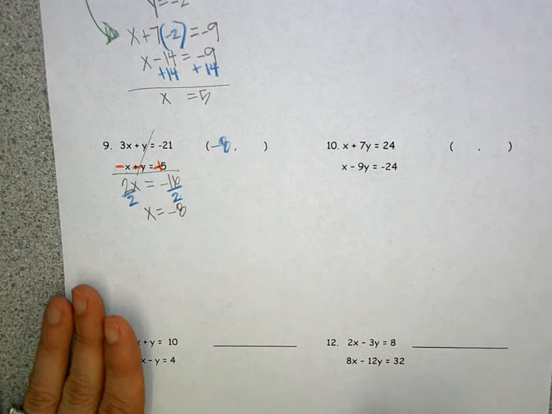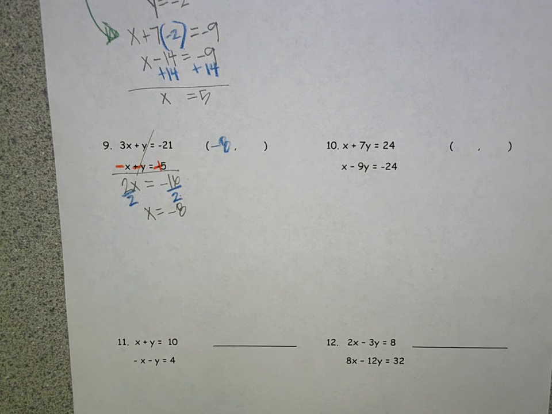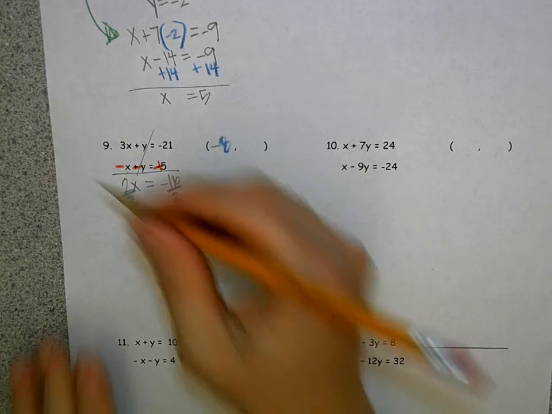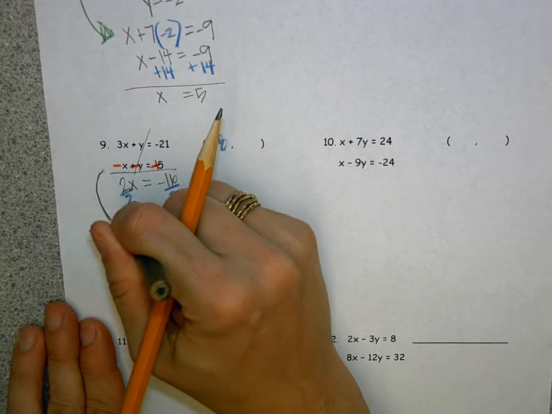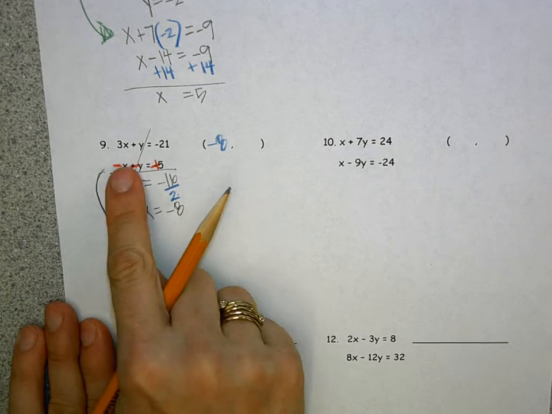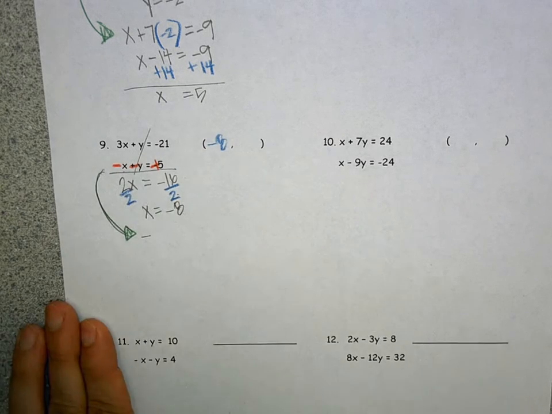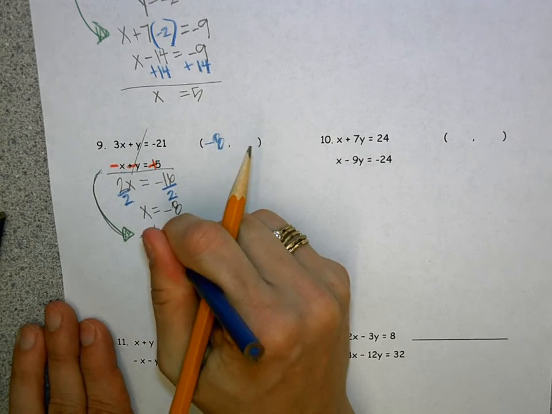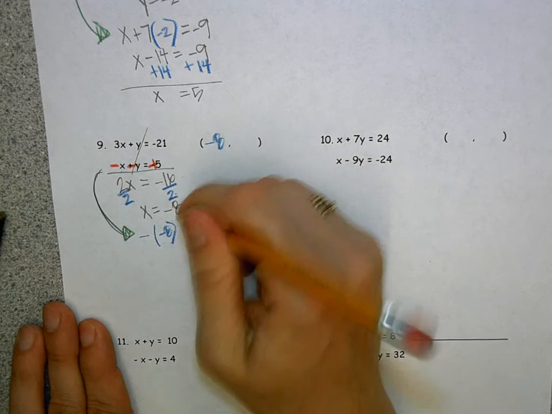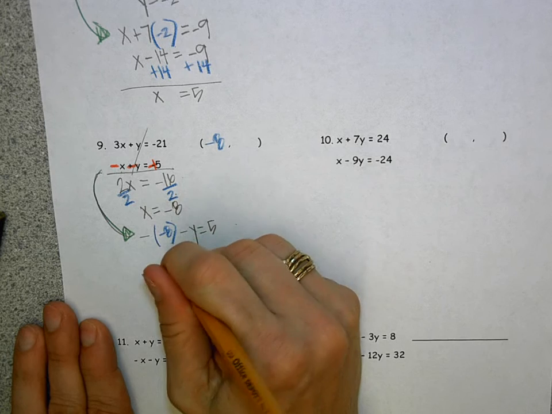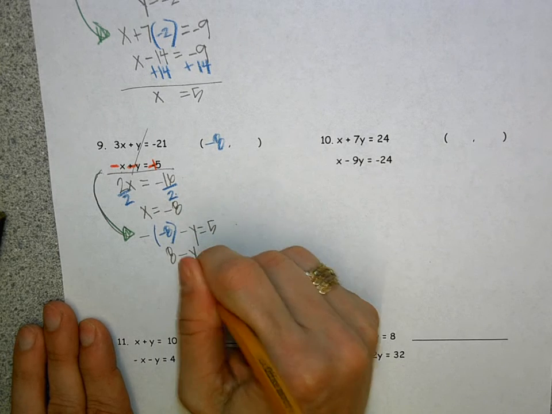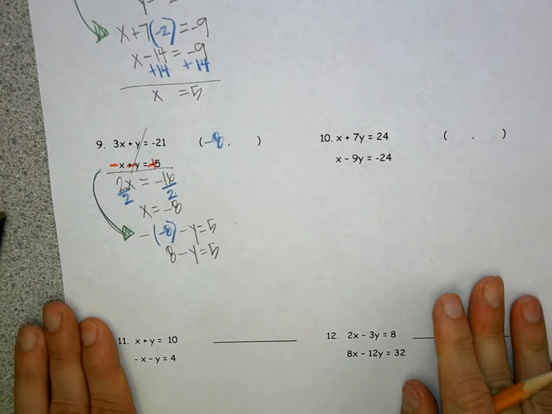Then how am I going to solve to find the other part? Plug it back in. Do you want to plug it in the first one or the second one? Second one? That's fine. If you plug into the second one, remember, this is a negative. Negative times negative 8, don't lose those negatives, minus y equals a positive 5. Negative, negative turns into a positive. So 8 minus y equals 5. How do you solve from there?